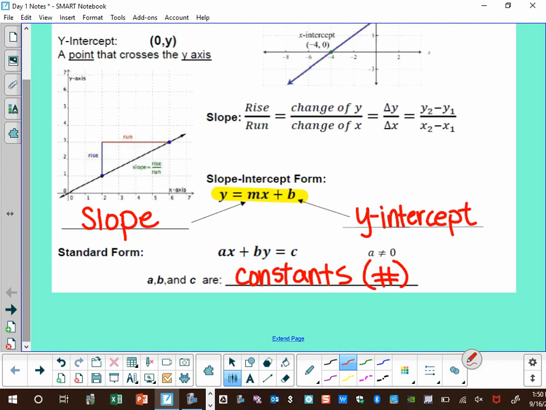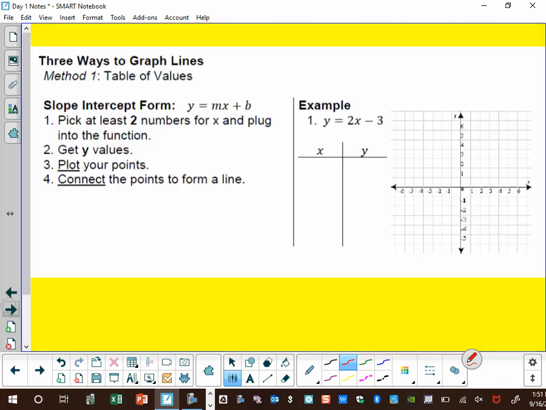All right, at the bottom of your day 1 notes, it says there are 3 ways to graph lines. The first way is method 1, that is through a table of values. So we have our slope-intercept form. It gives you directions on how to do this. Pick at least 2 numbers. I'm going to pick 3 for x and plug them into your function. Let's do -1, 0, +1.